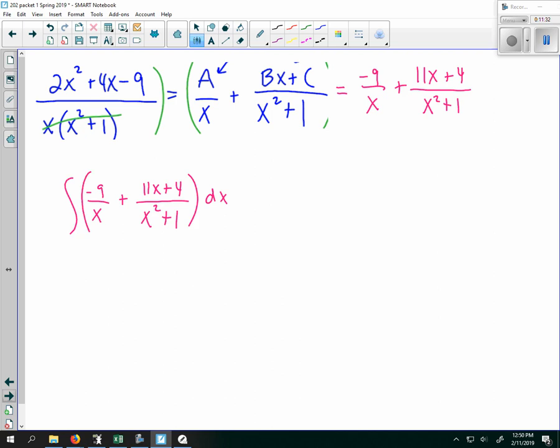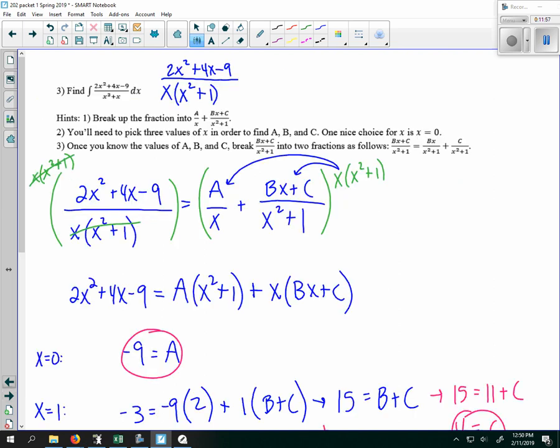Break this into 2 separate integrals. So I get negative 9 times the integral of 1 over x dx, plus the integral of (11x plus 4) over (x squared plus 1) dx. For this one, that's what the third hint was for. Let's go back and read that third hint: break (Bx plus C) over (x squared plus 1) into 2 fractions that have the same denominator, Bx over (x squared plus 1) plus C over (x squared plus 1), un-adding these 2 fractions.